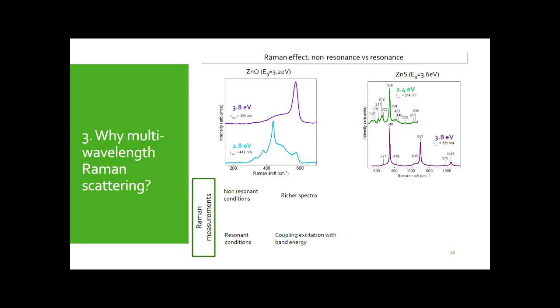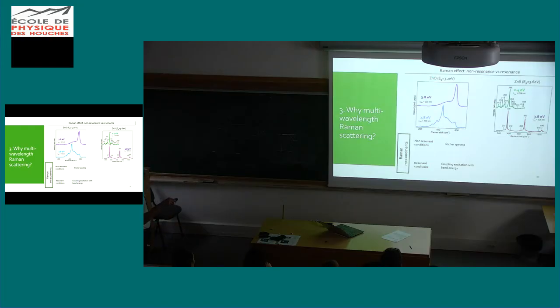And these are very nice examples of zinc oxide with 2.8 electron volt excitation and with 3.8 electron volt excitation. So you can see that the spectrum really changed a lot, because you are enhancing some of the modes that are really coupled to this excitation wavelength. And the same for zinc sulfide using 2.4 electron volt or 3.8 electron volt, where normally the intensity of this is 100 times higher than this. And the same here, you can acquire this very nice spectrum in a few seconds. And maybe for this you need 3 minutes to acquire it.